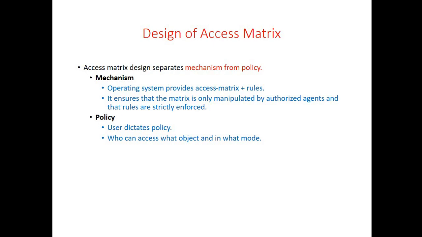The design of access matrix. The design of access matrix contains two parts. One is the access mechanism, another one is policy. Who defines the access mechanism? Who defines the policy? Coming to the access mechanism, the operating system provides the access mechanism and it ensures that the matrix is only manipulated by authorized agents and that rules are strictly enforced. Whereas the policy is defined by the user. He will define what access, to what object, and in which mode they can be operated. So these are the two things defined for the access matrix.